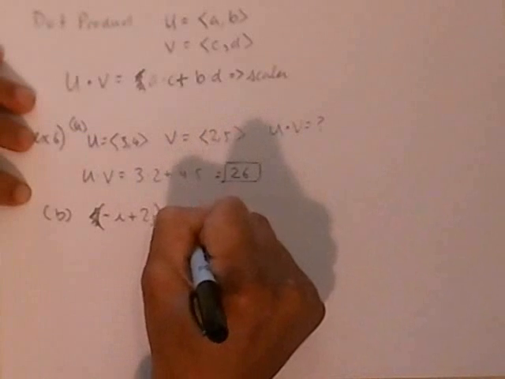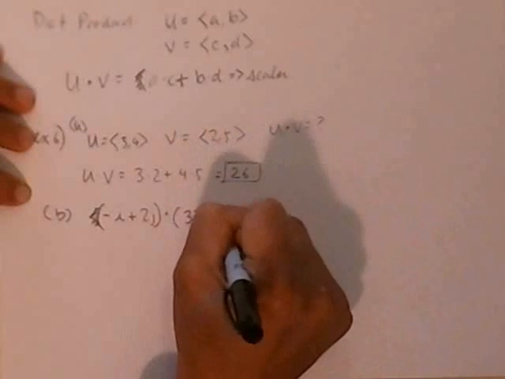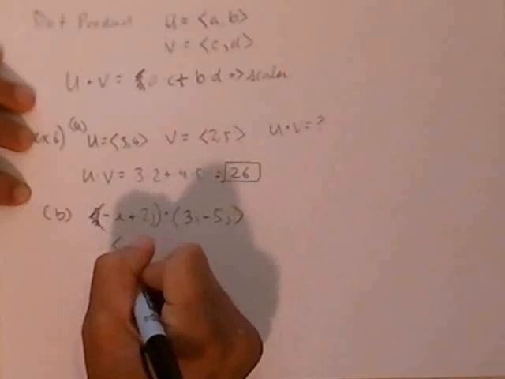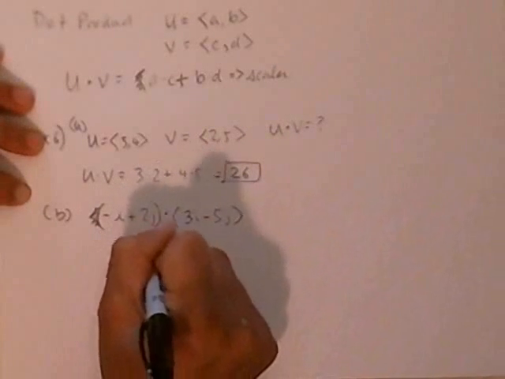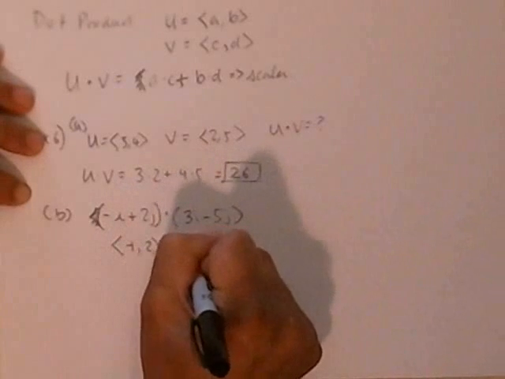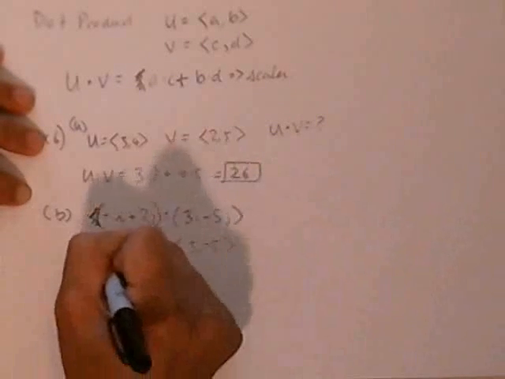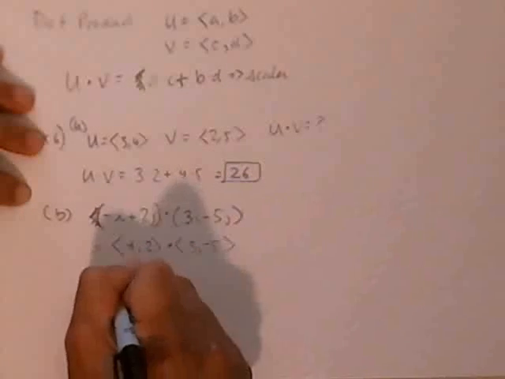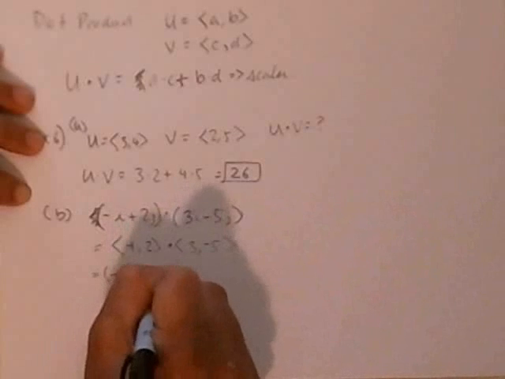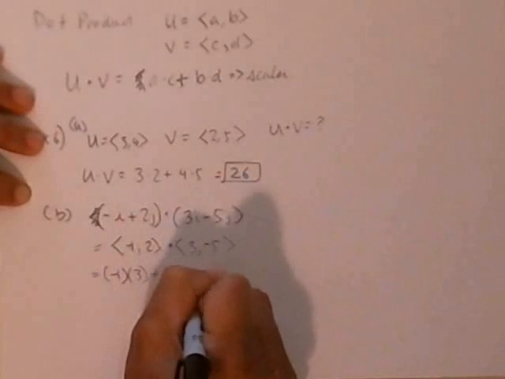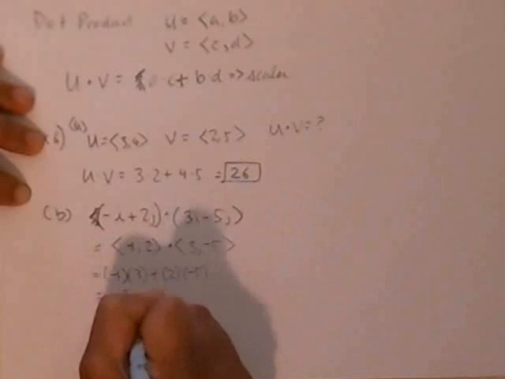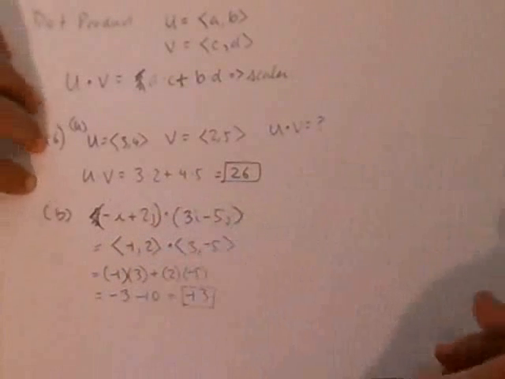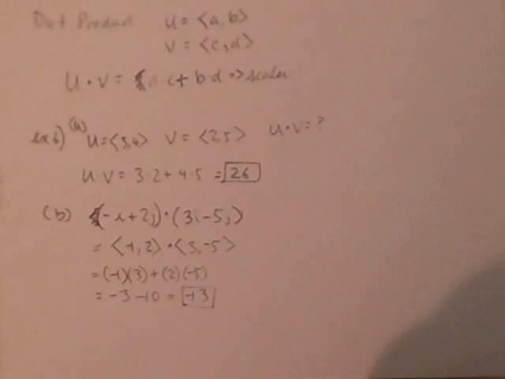Times 3i minus 5j, and change into short notation: negative 1, 2 dot 3, negative 5. We multiply that out. The x coordinates, negative 1 times 3, plus 2 times negative 5, which is equal to negative 3 minus 10. It should be negative 13. And that should be pretty simple.